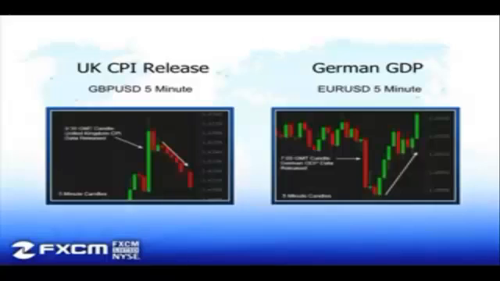And here's German GDP, gross domestic product. In this instance, it moved down dramatically when the announcement came out. So this is the move we want to fade. So it moved down 1, 2, 3, the open of the fourth candle. In this instance, we'd go long.